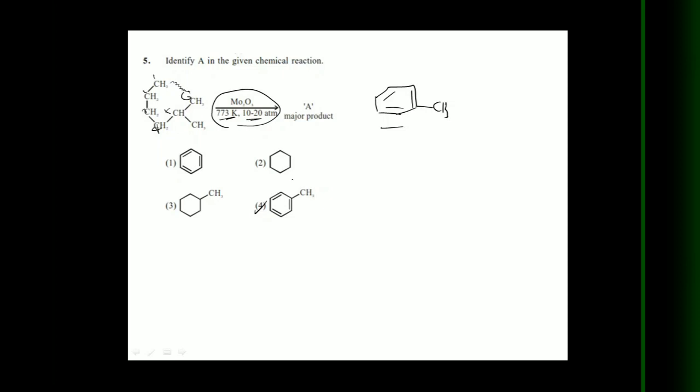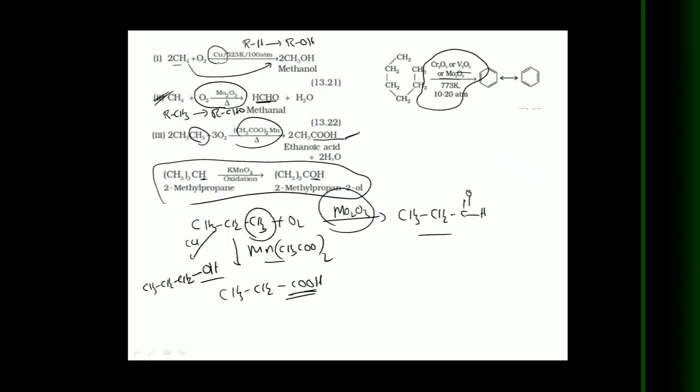So here in this case, if a compound has only 5 carbons, on reaction with molybdenum oxide along with O2, this terminal CH3 group is converted to aldehyde. I have written this product based on this information. Suppose if the alkane has 6 or more than 6 carbons, those alkanes are converted to aromatic hydrocarbons. Okay, that's it.